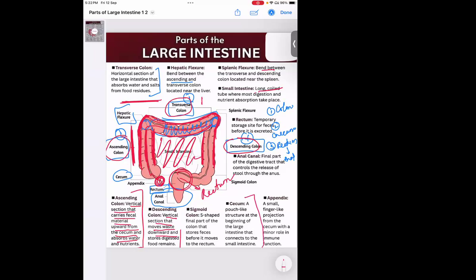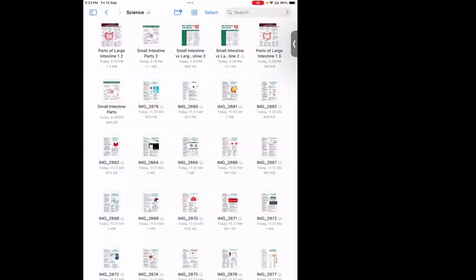Then the cecum is a pouch-like structure at the beginning of the large intestine that connects to the small intestine. So this pouch part which is present here is called the cecum, which connects the large intestine with the small intestine. And coming to the appendix, it's a finger-like projection from the cecum with a minor role in the immune function.